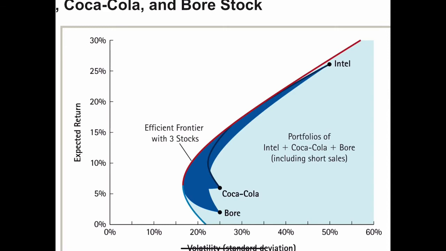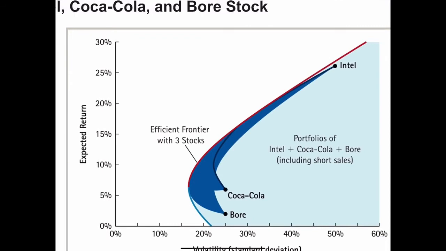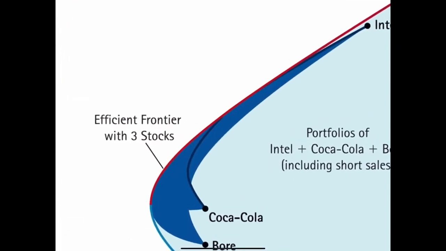Let's just say over here, with an arbitrary correlation between Ball and Coca-Cola and between Ball and Intel, even though Ball looks inferior to Coca-Cola everywhere, having Ball as a third choice means you can now form a portfolio of three stocks, including short sales. What you see over here is that your efficient frontier, the red curve that represents all the efficient portfolios available from investing in Intel, Coca-Cola, and Ball at the same time, is being pushed towards the northwest. You're going from the blue line over here to the red line over there.